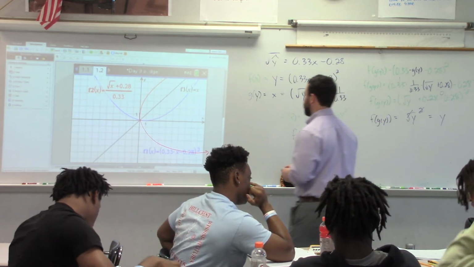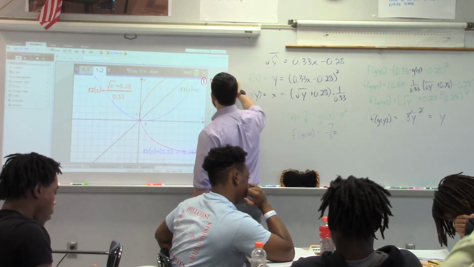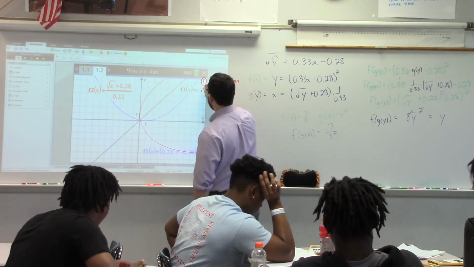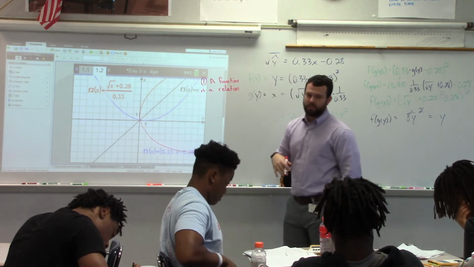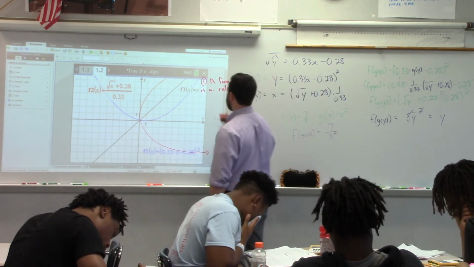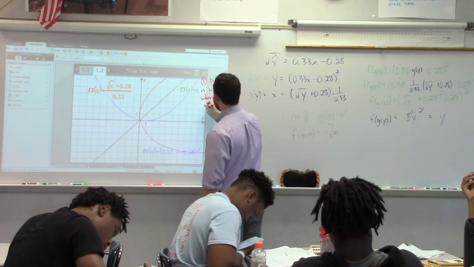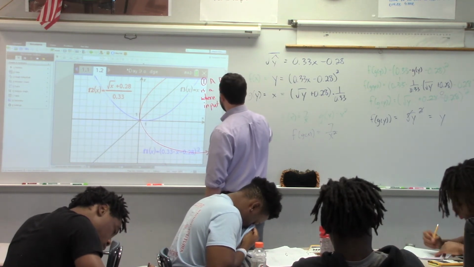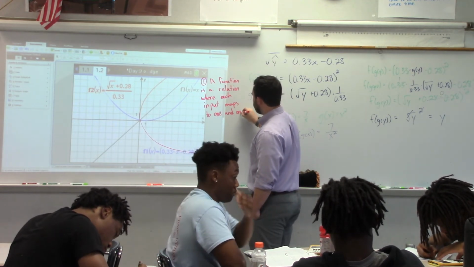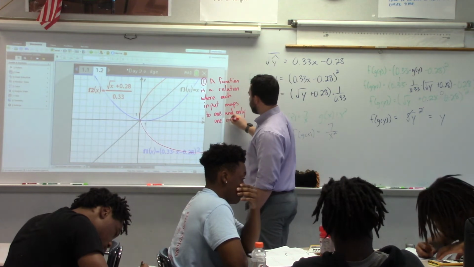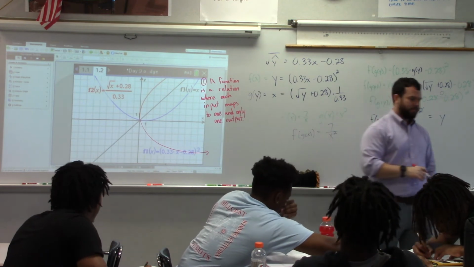First things first, to understand why that doesn't happen, we need to know what a function is. A function is a relation, and all a relation is, is any kind of combination of inputs and outputs, okay? But a function is a relation where each input maps to one and only one output. And that's the proper definition. I'll explain what that means in just a second.